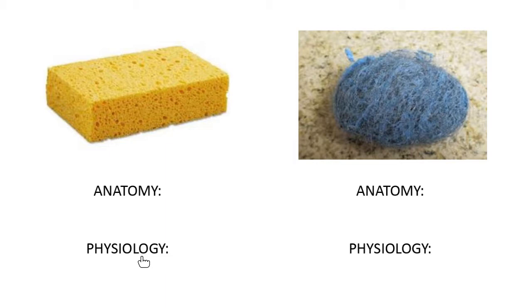The first set of examples of things, one of the things that we worked with in our groups to compare and contrast, over here on the left, we see a regular sponge, like you might have in your kitchen. Over here on the right, we have what's called a Brillo pad or steel wool. When we are talking about the anatomy of these structures, this is going to be a description of what's there or what they look like.